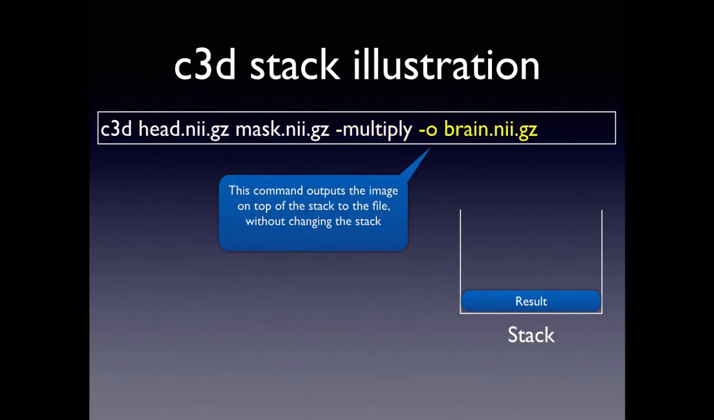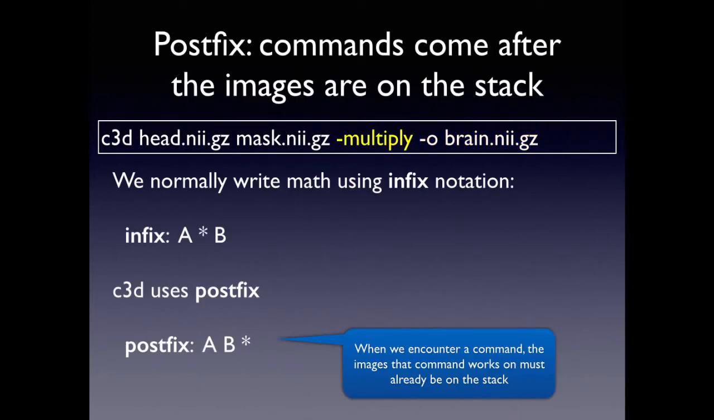So then when we come to the last part, which is -O, which means write the file output, it takes the result off the top of the stack and writes it to disk as brain.nii.gz.